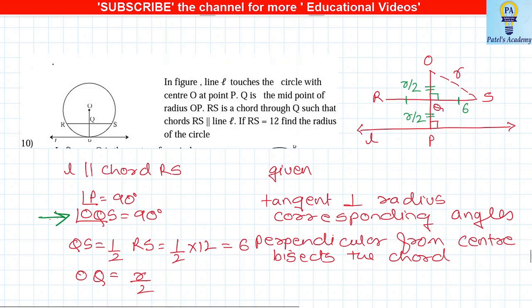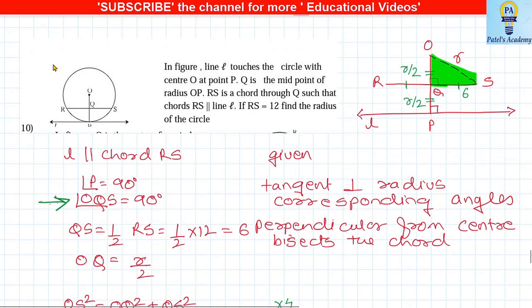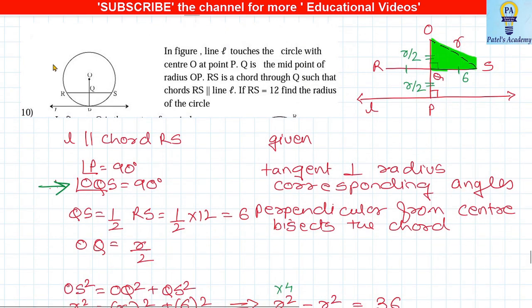So now have a look at the figure. I'm talking about this triangle. I'm talking about this triangle. This is a right angle triangle. Okay, this is a right angle triangle. Now in this we are using Pythagoras theorem. Okay, now see this. In this, if I use Pythagoras theorem, I'm writing that theorem here. Just have a look at the triangle and have a look at the formula what I've written. OS square equals to OQ square plus QS square.